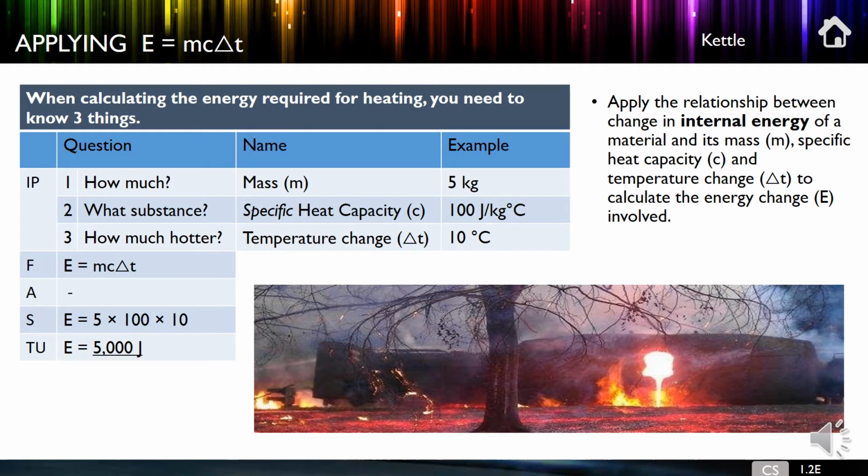So here's a worked example. Here we can see a tanker that's had an accident between one part of a foundry and another. We've got 5 kilograms, specific heat capacity is 100 joules per kilogram per degree, and a 10 degree rise, so nice easy numbers. There's our formula, no need to rearrange it. So we've got 5 times 100 times 10, which is 5,000. So we'd need 5,000 joules to heat up this 5 kilogram object.